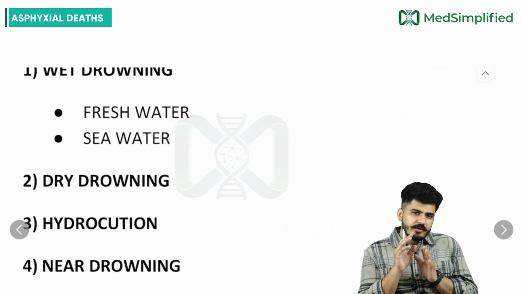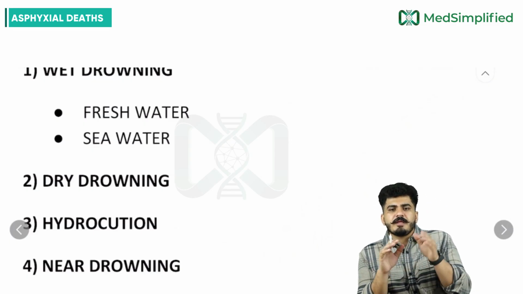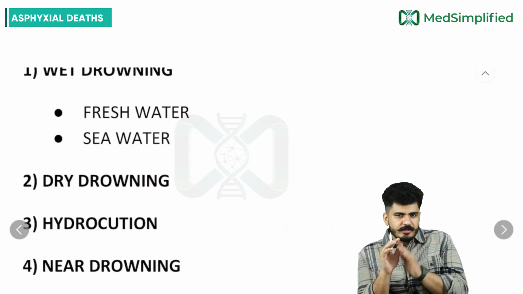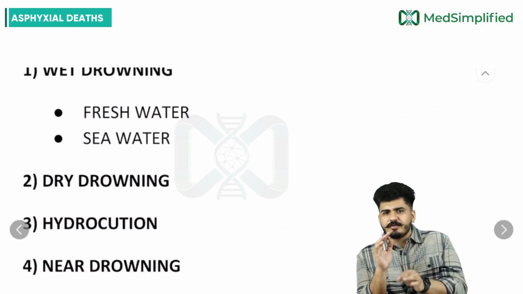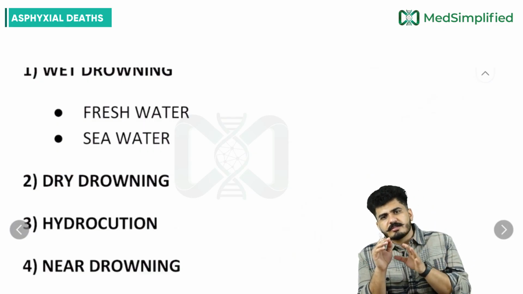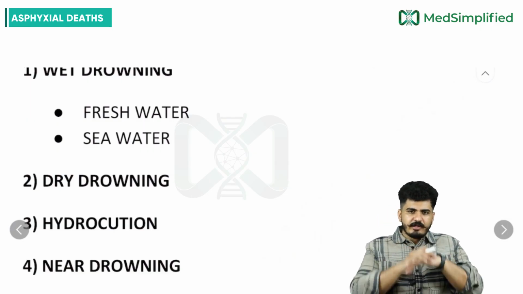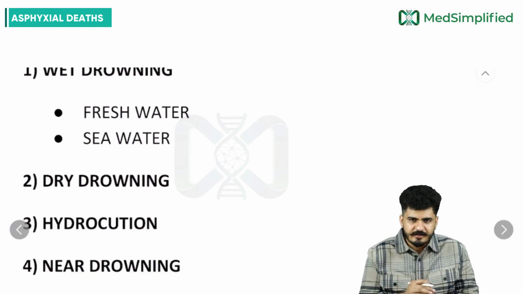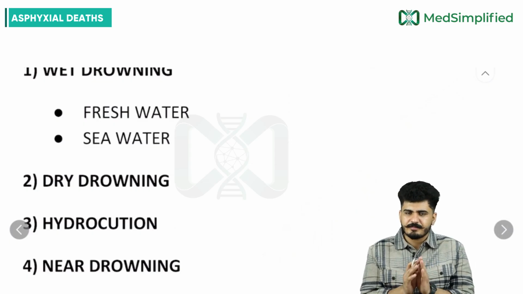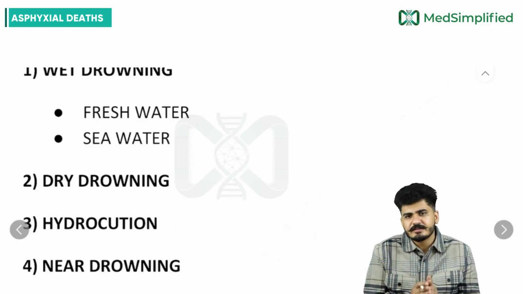Fourth is near drowning. In near drowning, you will see what is happening. You saved the person from the water. You jumped inside. There was a beautiful girl who was trying to kill herself. But eventually, you are like a Superman. You went inside. You pulled that girl outside. You have given all the CPR, etc. to the female, and the female was absolutely fine. But after 24 hours or 1 to 2 days, the female died.